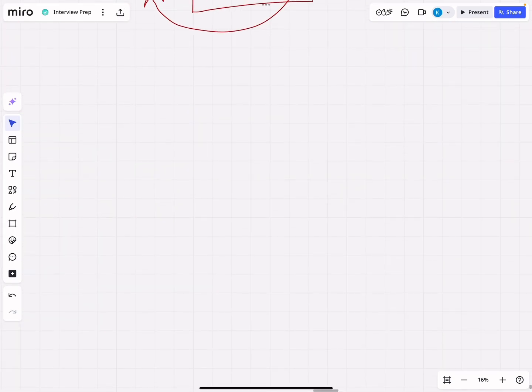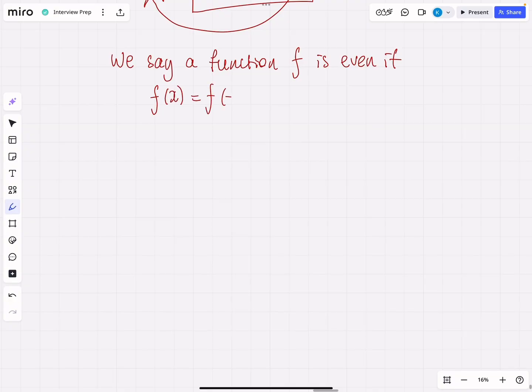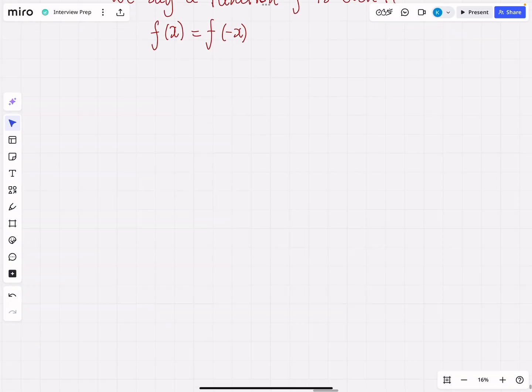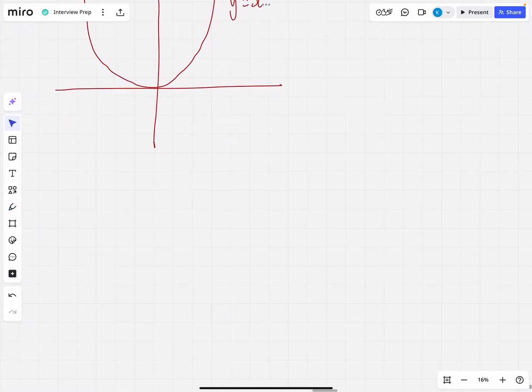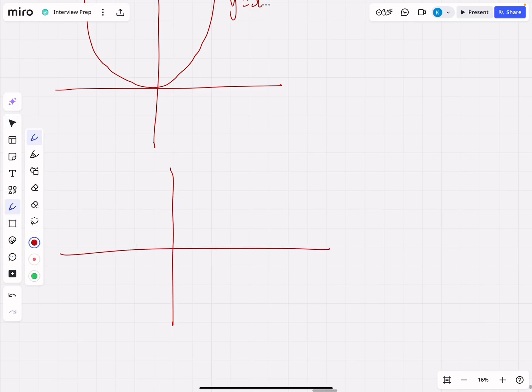So what about even functions? We say a function f is even if f of x equals f of minus x. So our favorite even functions, y equals x squared, or another one, y equals cosine x.